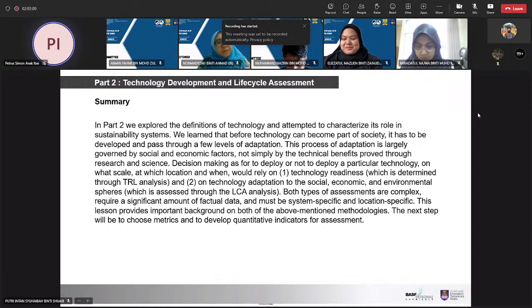All right, so basically in part 2, we already explored the definition of technologies. We already went through the TRL requirement on the analysis, and also some of the background on both the evaluation methodologies. So the next step, we're going to look into how to choose the correct metrics and how to develop the quantitative indicators for the assessments. All right, so now we go for part 3 of these sessions.